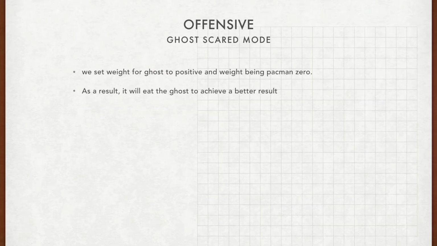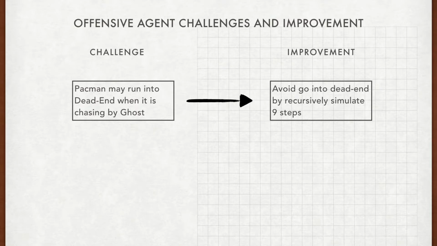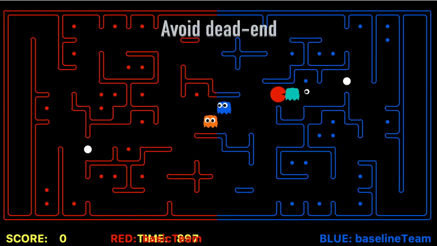In go scared mode, we set the weight for ghost to positive and the weight for being Pacman to 0. One of the main challenges we may face in this approach is that our Pacman may run into a dead end. It will be an issue if it is chased by the ghost and ends up being caught. Our solution for this challenge is that we recursively simulate 9 further steps to avoid Pacman running into it.